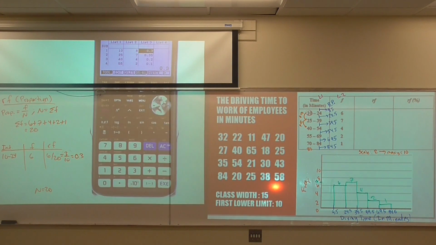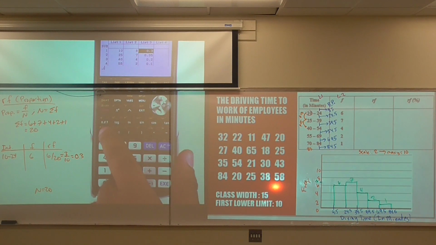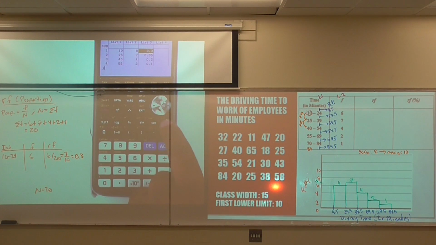And now they're all there. And if I want to convert to a fraction, it's not going to do it. That's nice. So clear this.